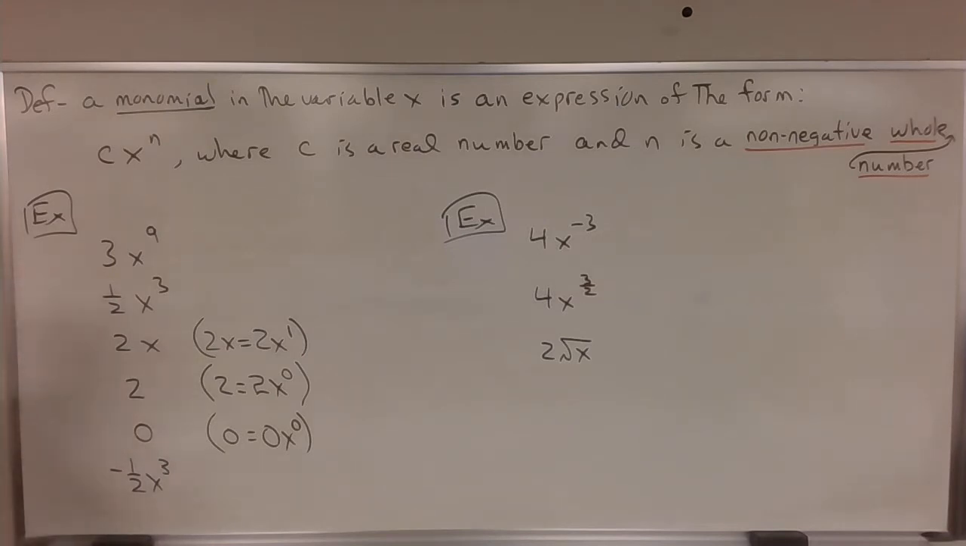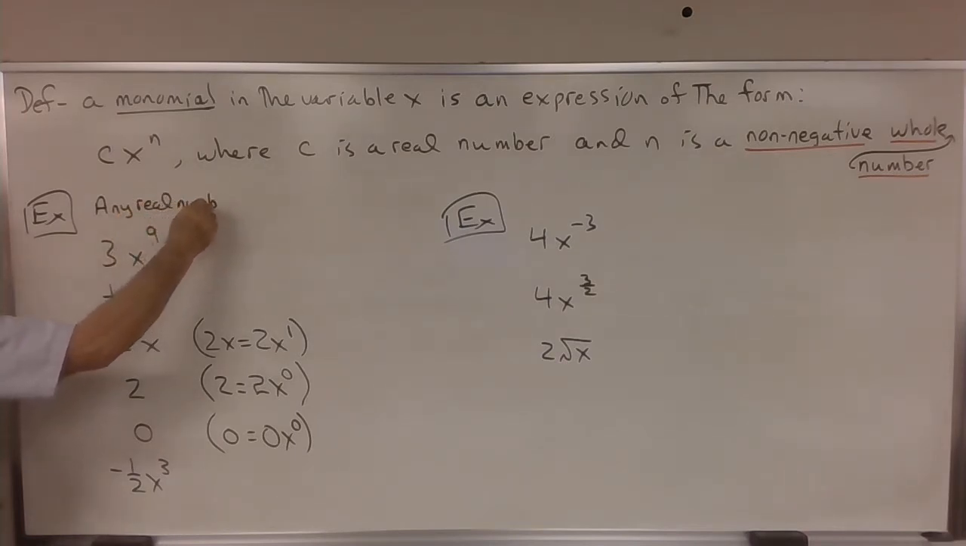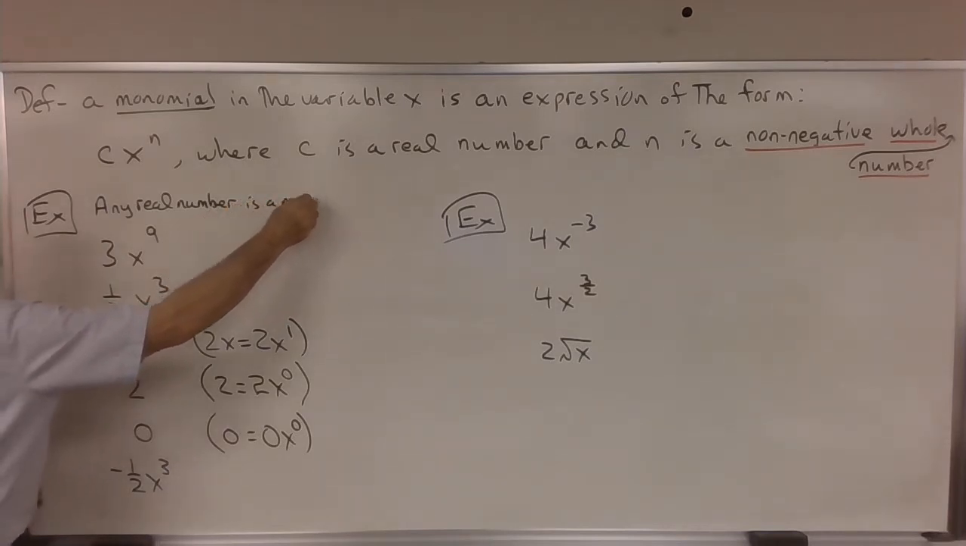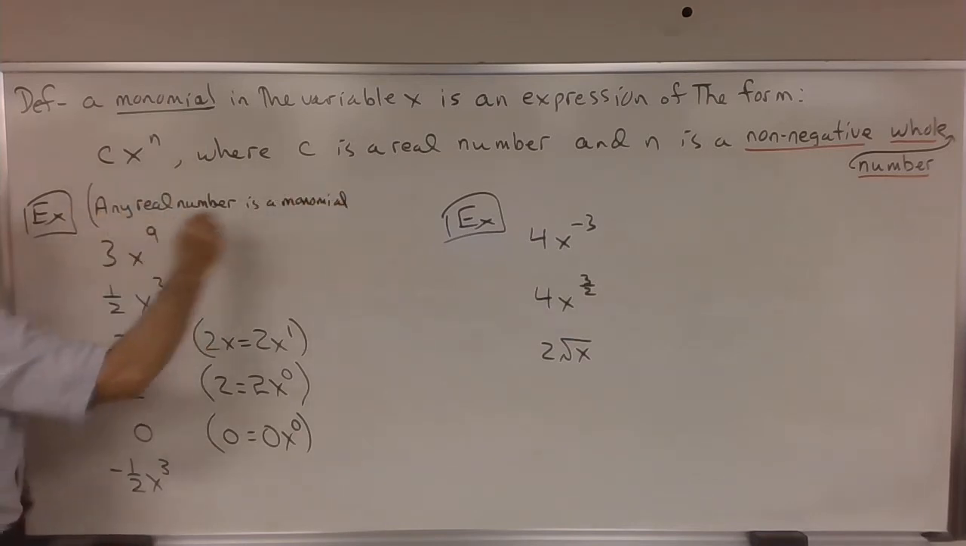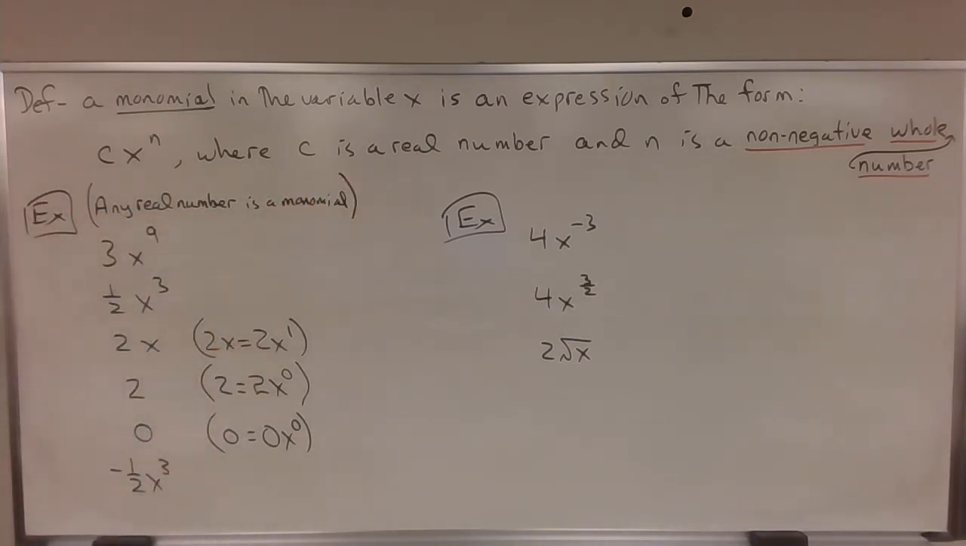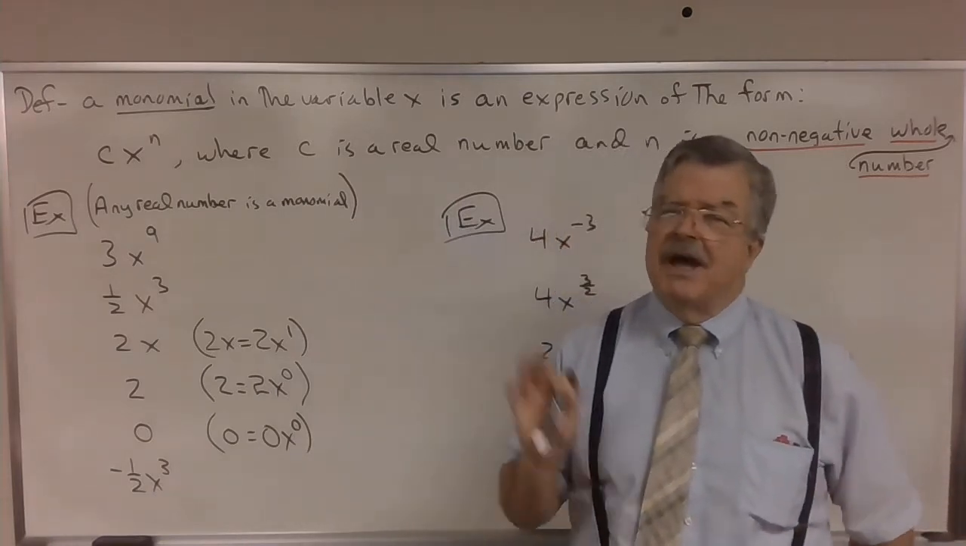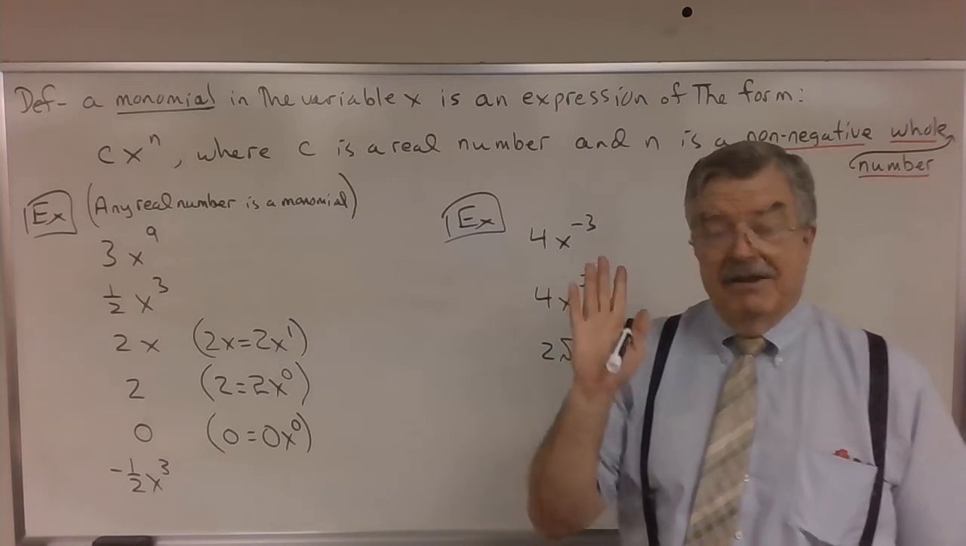is a monomial. Now, from these two examples, one that shows that 2 is a monomial and one that shows that 0 is a monomial, what we find out, and I'll put this up here, any real number is a monomial. So any real number is a monomial. 2, 0, negative 3 quarters, pi, it's not a whole number, but it's a real number. Pi is a monomial.